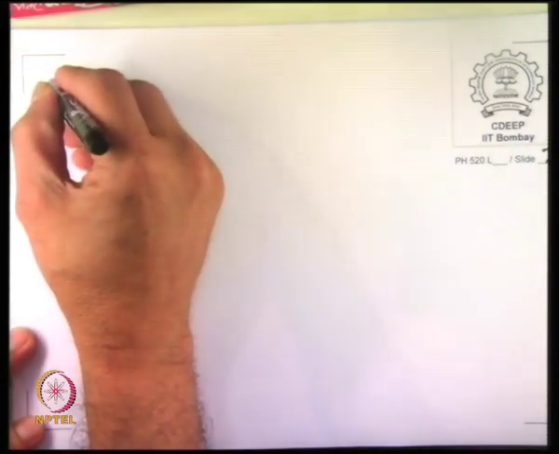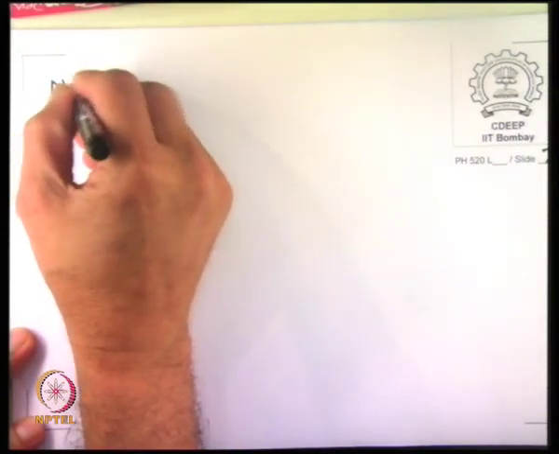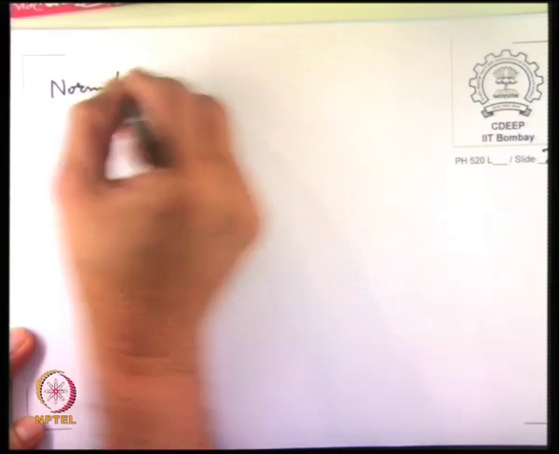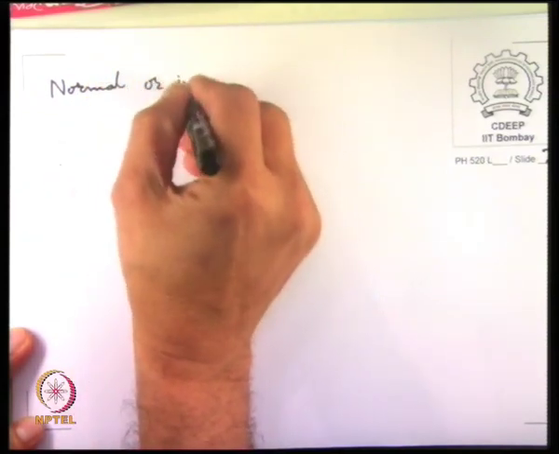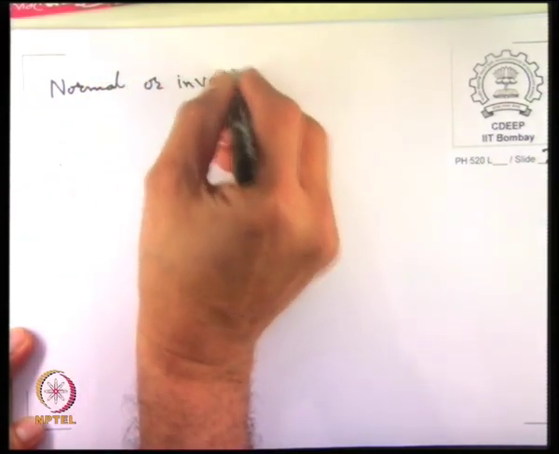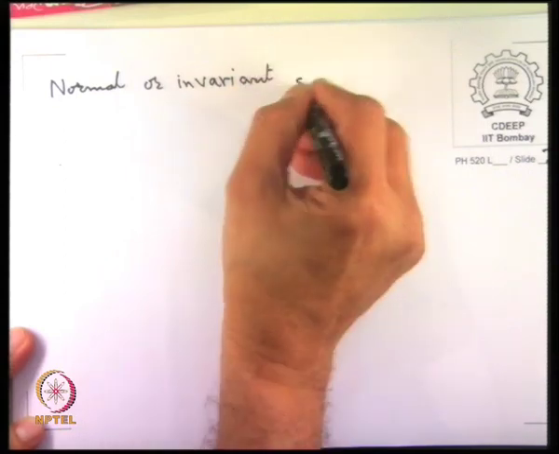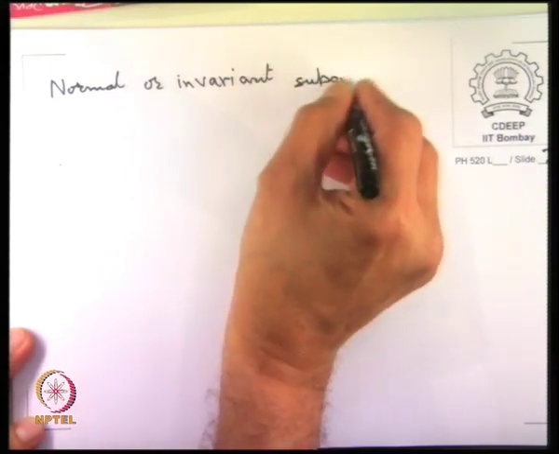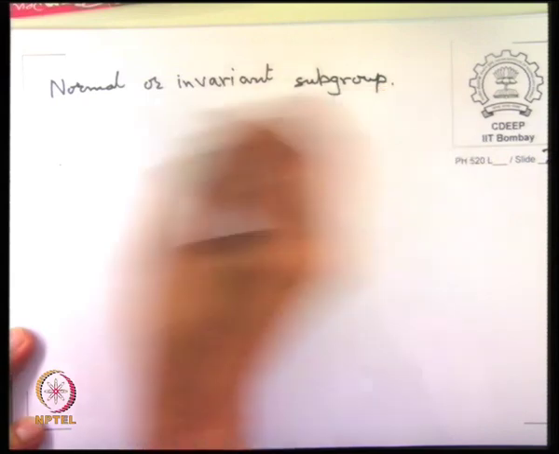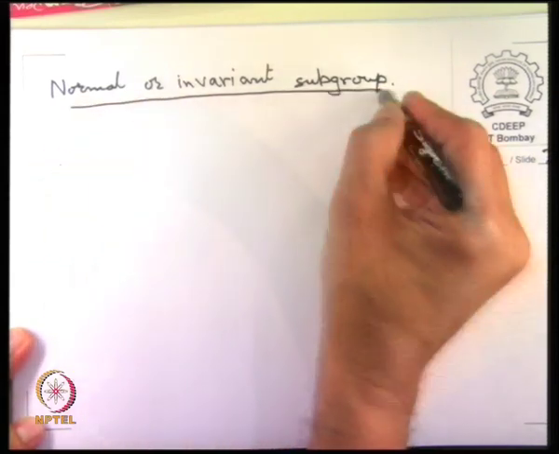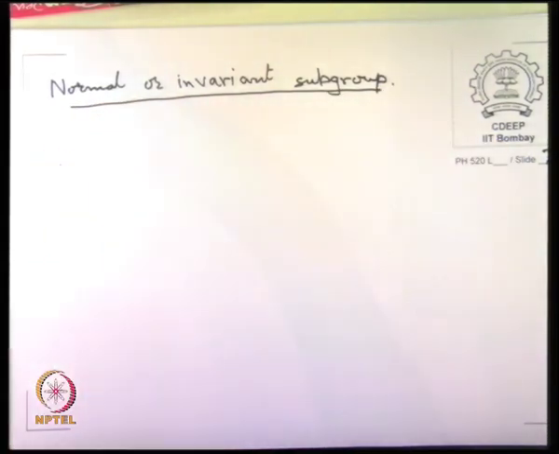Next we come to the idea of what is called a normal subgroup or invariant subgroup; both terms are used. This is the subgroup H, or let us call it N, such that its left cosets and right cosets are exactly the same.